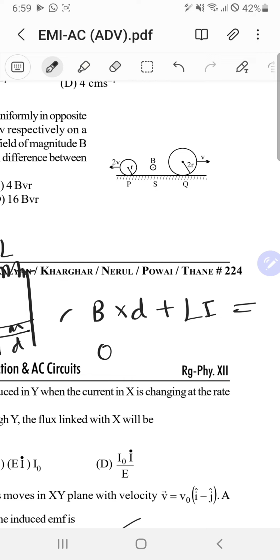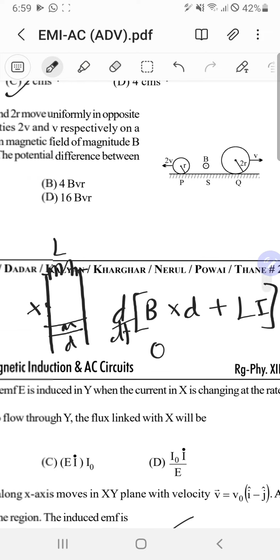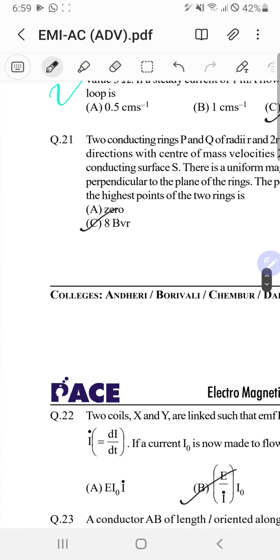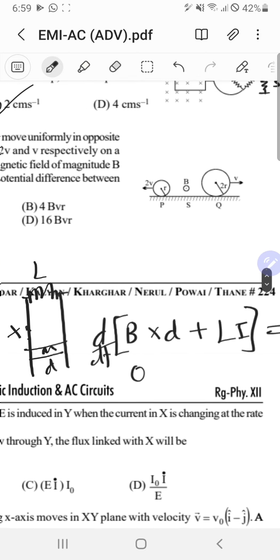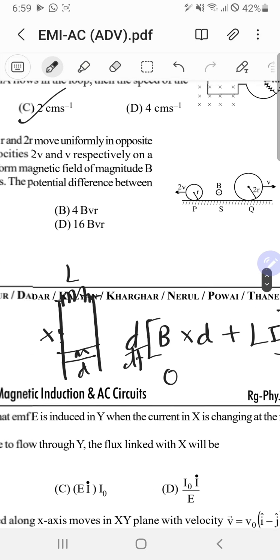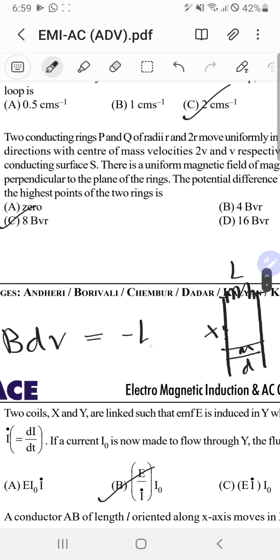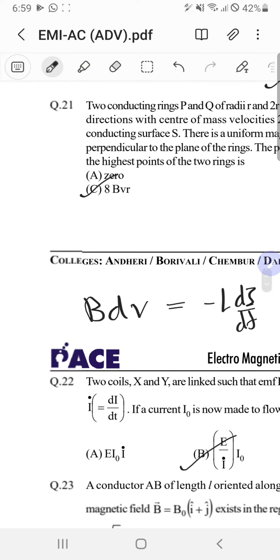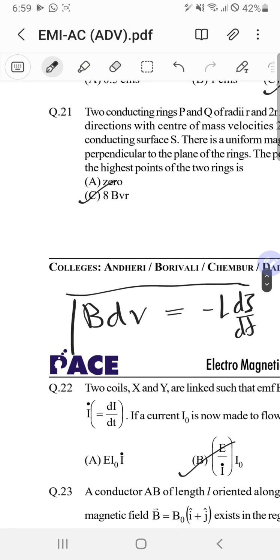Oh, not that. The derivative of this thing. And that's better. So d and d don't change. dx by dt, that's just v. And that's equal to negative L di by dt. Right, that's cool. So that's one equation that you got over there.